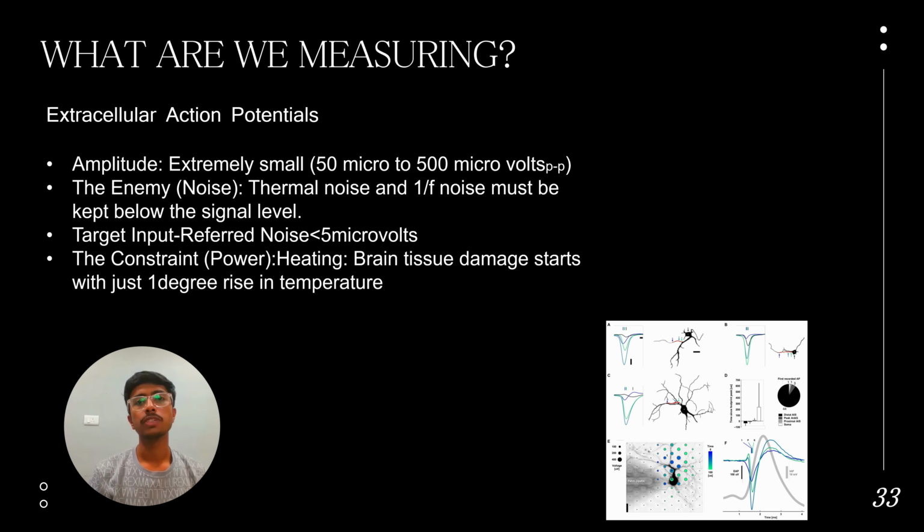So the first question we should ask is, what exactly are we measuring in neural recording? Here we are interested in extracellular action potentials, which are electrical signals generated when neurons fire. These signals are extremely small in amplitude, typically in the range of 50 to 500 microvolts peak to peak. Because the signals are so weak, even small disturbances can significantly affect the measurement.